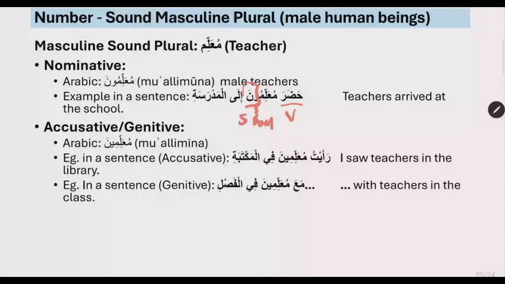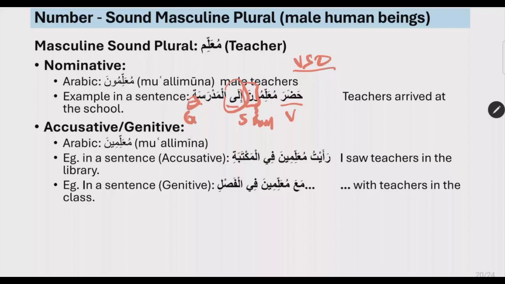So the teachers arrived and then at the school. Now this ila makes this word genitive in case. Right? Can you see the kasra here? So this is an example of a full sentence where we have a verb, a subject, and an object. Right? There's a normal word order of a normal verbal sentence. So this is the subject. The teachers are doing this action, which is arriving or arrived, and where they arrived is at the school.